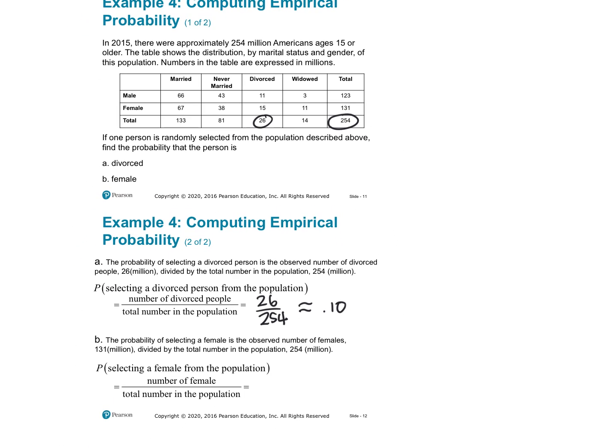All right, next, the total number of females, divided by the total population. So 131 over 254, put that in your calculator, and it's approximately 0.52. So a 52% chance of selecting a female, and a 10% chance of selecting a divorced person.